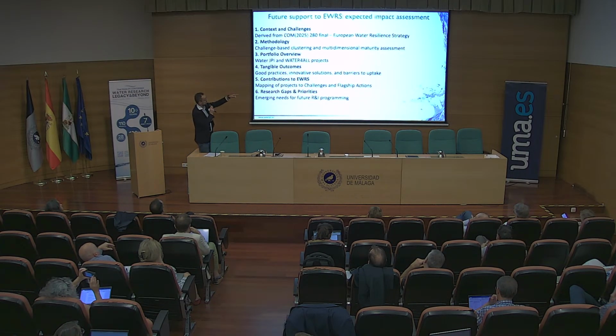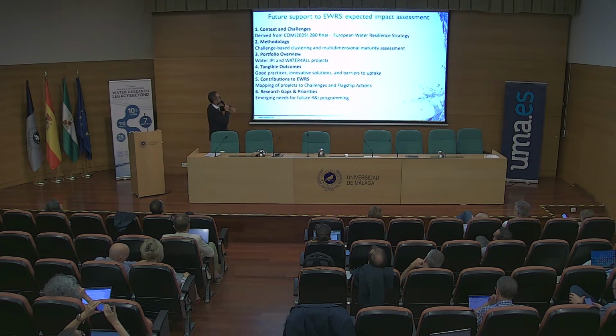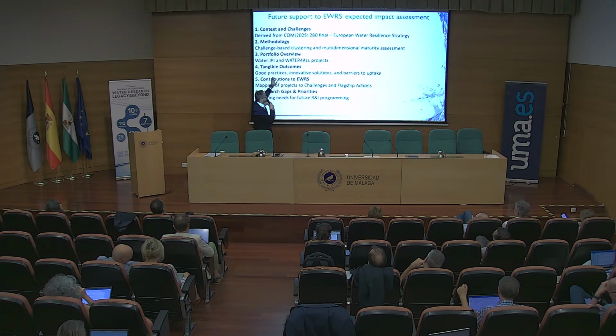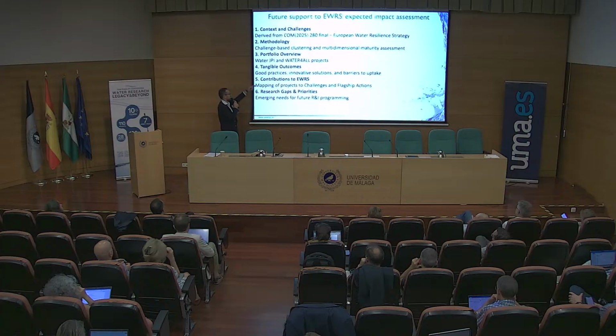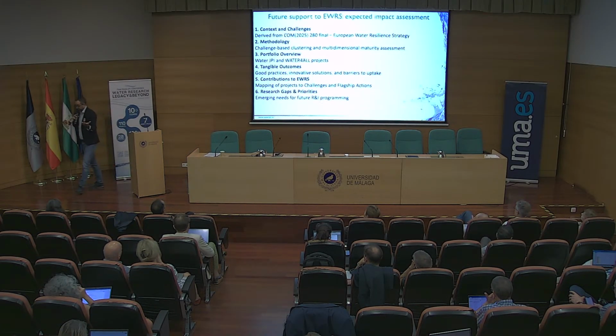on which we couple the multidimensional maturity assessment. The portfolio can be Water JPI and Water for All projects, most likely, because these were not analyzed so far. In terms of tangible outcomes, we will have not only the assessment, but also good practices, innovative solutions, and barriers to uptake. The stakeholders will appreciate this work because we will map the projects in a bilateral direction with the challenges and flagship actions. Of course, as researchers, we will most likely deliver the emerging needs for future R&D programming, and we can hopefully feed also into the water resilience strategy research and innovation agenda.